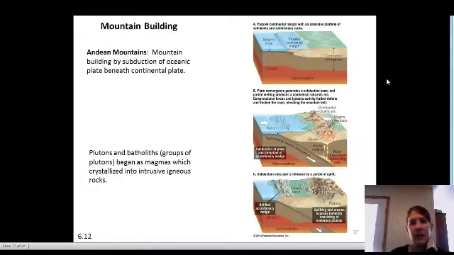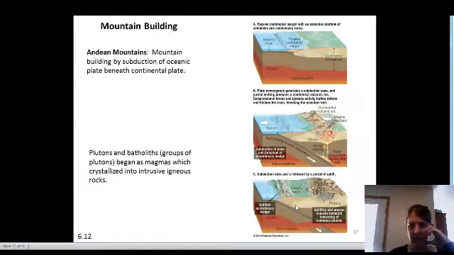So how does this apply to mountain building? Well, for example, the Andean mountains are mountains that were built by subduction of oceanic plate beneath continental plate. So as the oceanic plate starts to converge with continental plate, it begins to subduct, and the partial melting creates a volcanic arc, and the compressional forces of the subduction also start to compress the crust material that exists here into folding and uplifting.